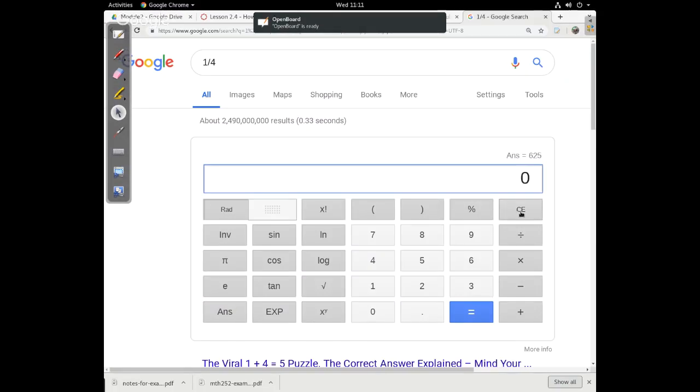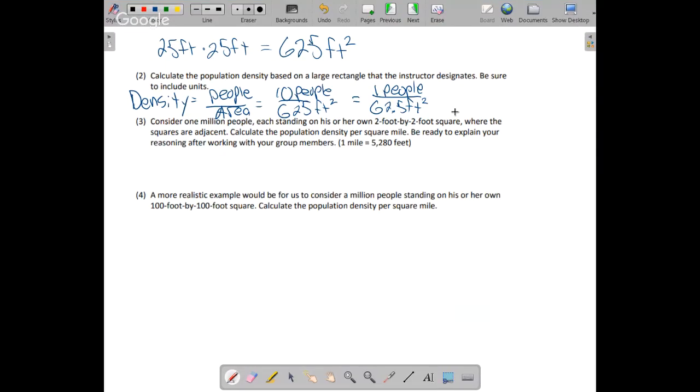So we take our 10 people and divide by the 625 square feet they have to share. Then we get 16 thousandths. So as a unit rate, this becomes 0.016 people per square foot. Okay, so that's just a little tiny bit of a person in 1 square foot.